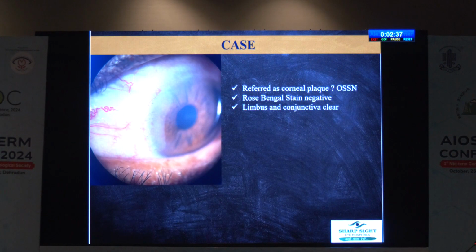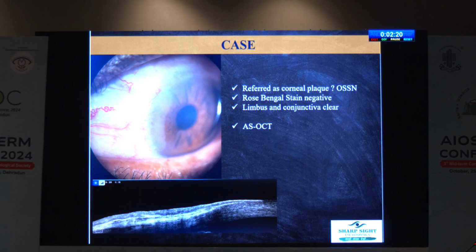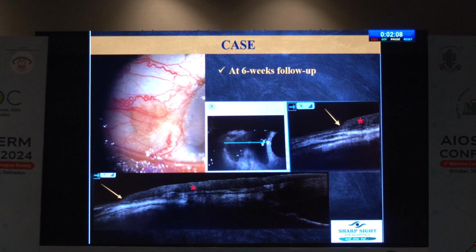So let's take a case. This case was referred as query corneal plaque, query OSSN to my OPD. I did a rose Bengal stain. It was apparently negative. The limbus and conjunctiva were clear. So I would not start this patient on interferon therapy, but there is enough doubt in my mind about what to do. So I did an ASOCT. The ASOCT was also kind of equivocal, though there was some increased thickness of the epithelium, there was no abrupt transition as such. So I decided to have a close observation on this case, and I called the patient at 6 weeks.